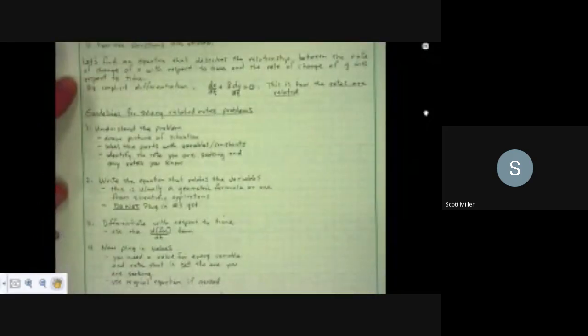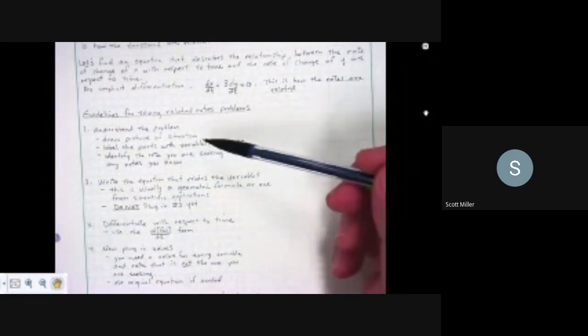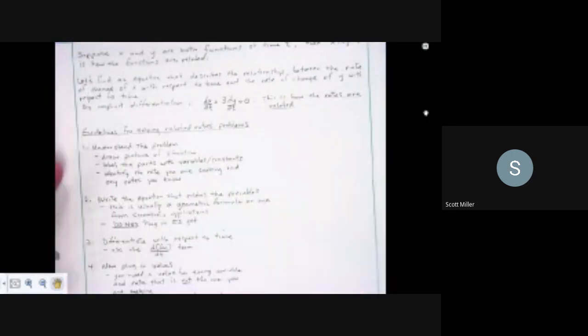How do we solve these problems? Let's take a look. I got it all laid out here for you. It's going to be word problems, so you have to first understand the problem. You can do that by drawing a picture if it's possible. Label the parts with variables and constants. Identify the rate you are seeking and any rates that you know. You want to write an equation that relates the variables. Find an equation that relates these variables.